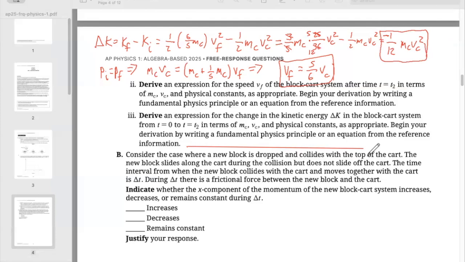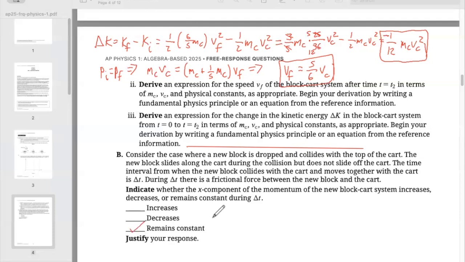All right. Consider a case where the new block is dropped and collides with the top of the cart, but now it slides along the cart, which means there is going to be some friction. During the time that it collides and moves together and there is frictional force, determine whether the momentum of the new block-cart system increases, decreases, or remains constant. Well, both the block and the cart are still experiencing equal and opposite forces according to Newton's third law. It still has to be constant.